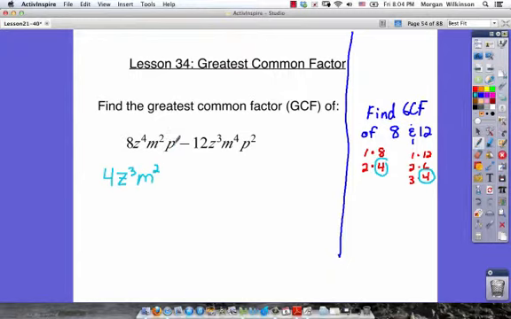P. What do the p's have in common? Well, we've got p to the first, and we've got p to the second. So, we must have at least one p in common. We've found the greatest common factor of this expression. It would be 4z to the third m squared p. We could go ahead and box that and move on to the next problem.